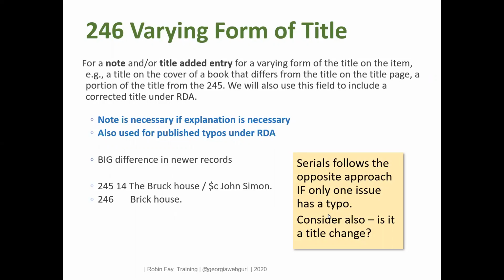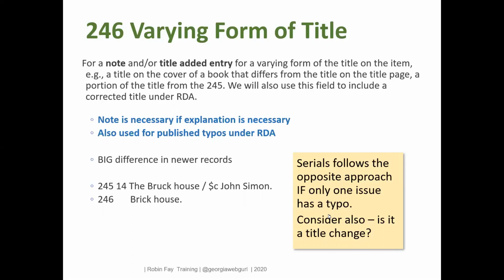Use that and then add a 246 for your spine title, for your book jacket, whatever other titles may be there. Because if some library keeps the book jacket on their work and doesn't discard it, then what's on the title page is not going to match what's on your book jacket. And that's going to be maybe confusing to people. We do have a field where we can record those other variations. It's also a place where we can record published typos.